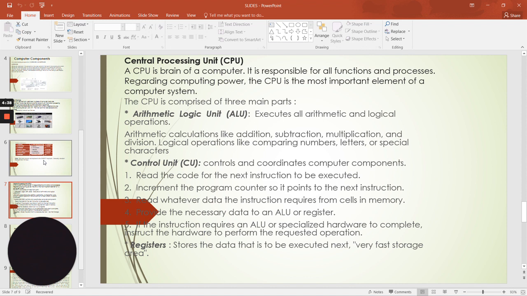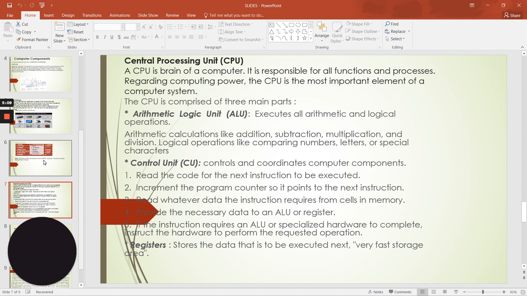The CPU is comprised of three main parts. Number one, arithmetic logical unit, ALU. It executes all arithmetic and logical operations. Arithmetic calculations like addition, subtraction, multiplication, and division. Logical operations like comparing numbers, letters, or special characters.